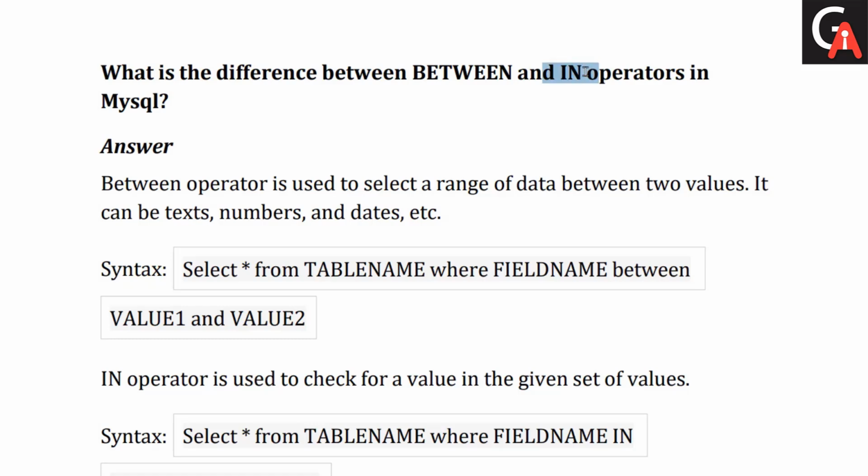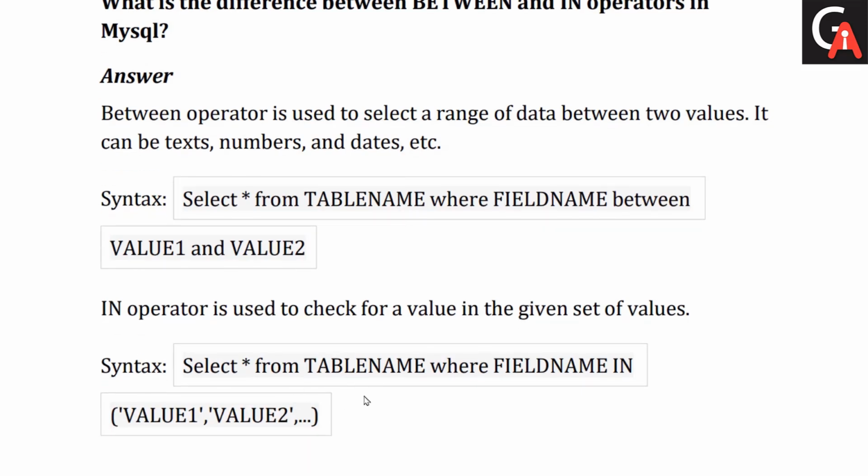And the in operator is used to select or check the record in the list. Okay, so if I just give the ID in 101, 102, 103, 104 up till 110, then whatever value is satisfied under the in clause will be fetched out. Okay, clear guys? So these are the differences between the in and between operator.